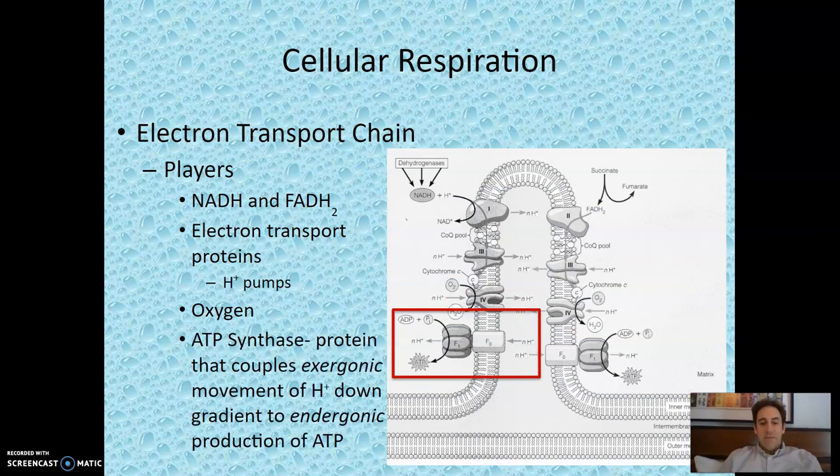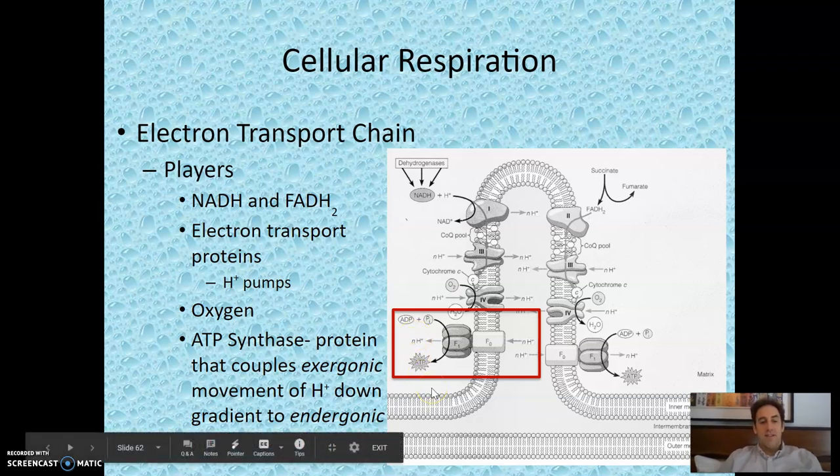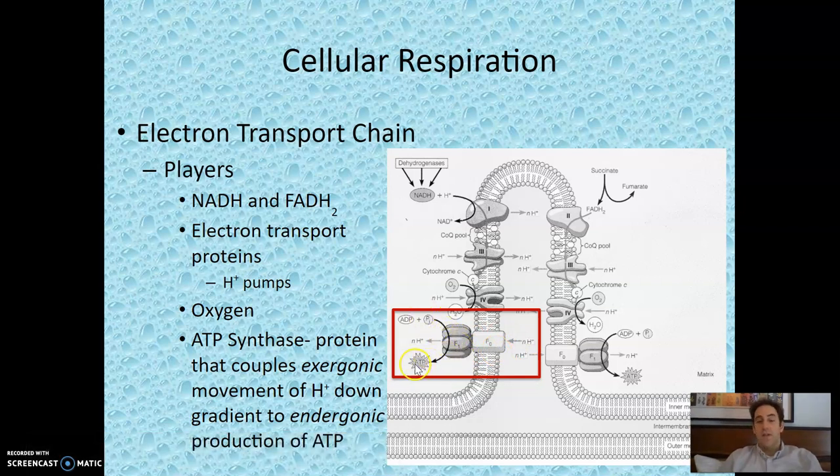Another player, ATP synthase. So ATP synthase is a protein that couples the exergonic movement of H plus down its gradient to the endergonic production of ATP. So this protein right here, it's going to make ATP, but that takes energy. And the energy used is the exergonic movement of H plus back down its gradient. So earlier we had the endergonic, requiring energy, movement of H plus against its gradient. Here we have the exergonic movement of H plus down its gradient.